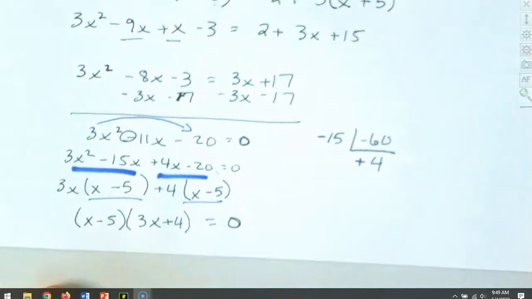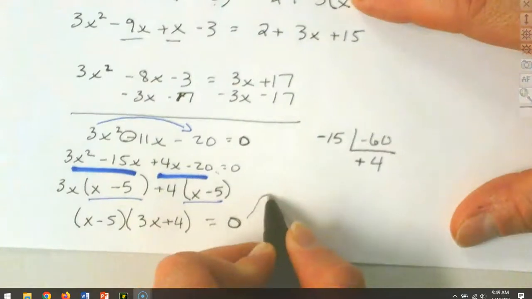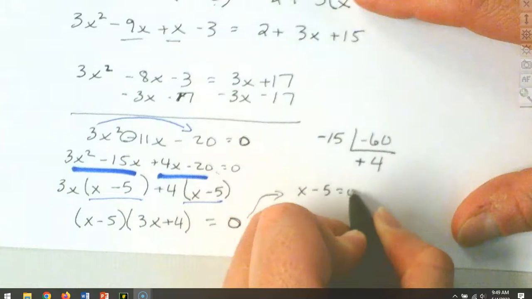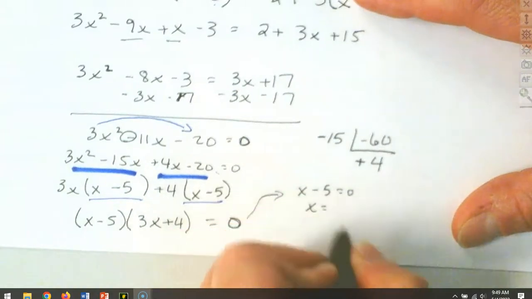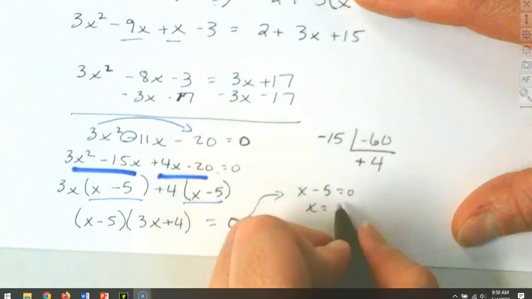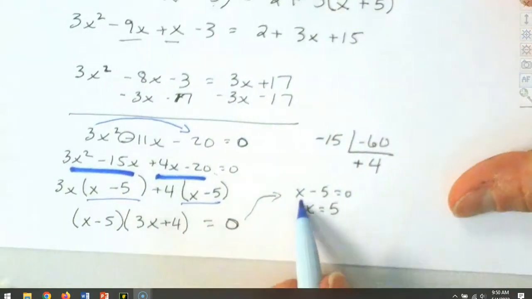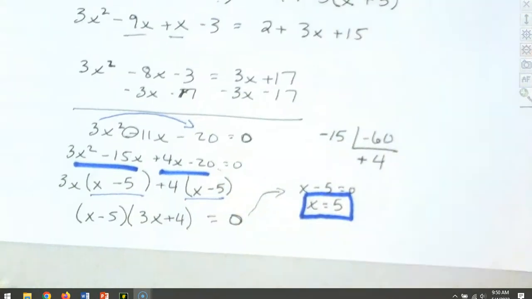Now we should know what to do. Get our two solutions. So what are they going to be? One of them is x minus 5 equals 0. So that's going to give you x equals now what? 5 when you move it over. You've got to make sure you move it over. So there's one of them. The original was squared, so I should have 2.